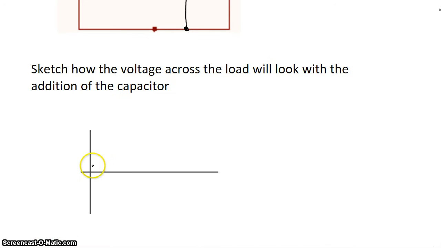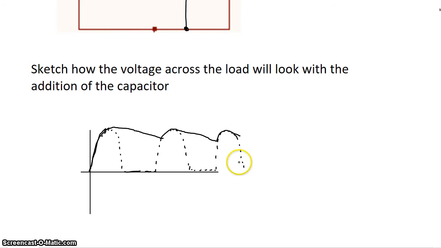So the voltage across the load will look very similar to how it did before. But now, whenever the wave starts to fall, instead of going all the way down and following the power source, we drain the capacitor until we get to the next wave. Right. So in this way, we can take an AC wave and smooth it out into something that approximates a DC wave.